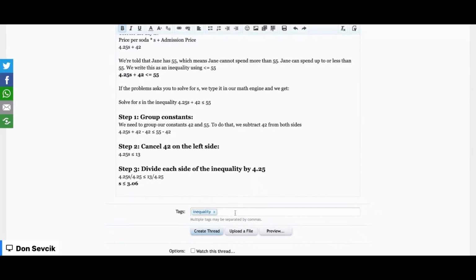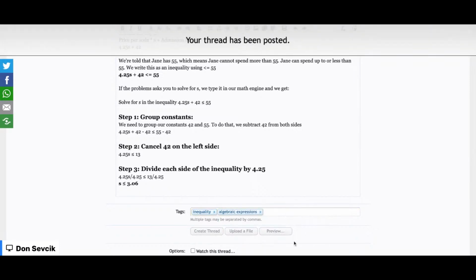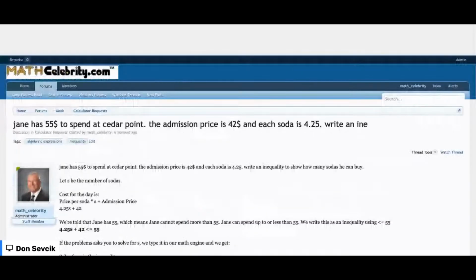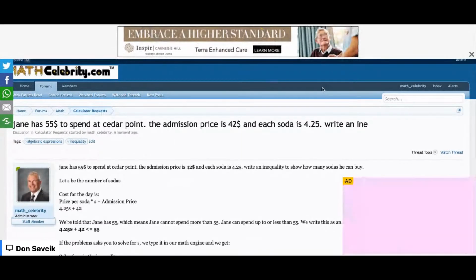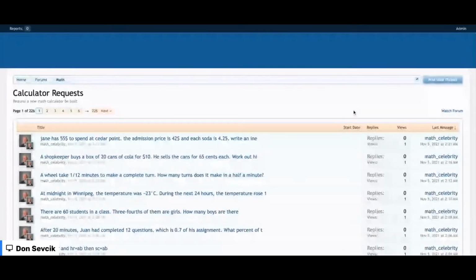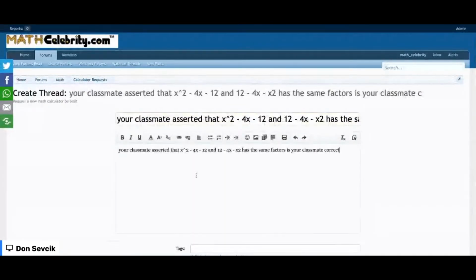That was last inequality, algebraic expression, and we're done. All right, one more for the night, and we can go relax. Let's see what we got.